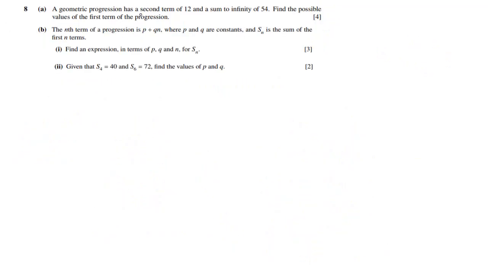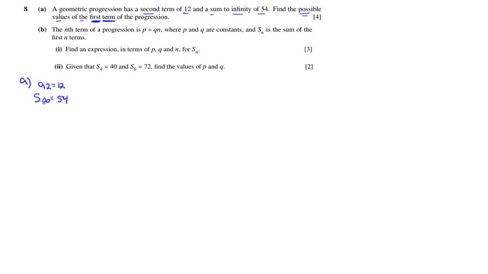Okay, and number 8, geometric progression. Second term is 12, and the sum to infinity is 54. Find the possible values of the first term. All right, so let's write down what we've got. First, we know that A2 is equal to 12, and we know the sum to infinity is equal to 54.